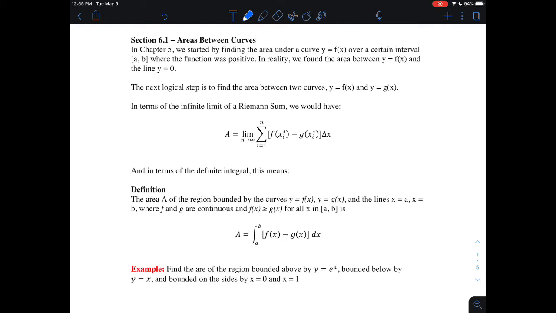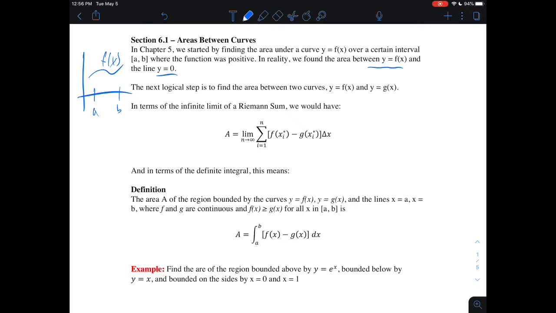In Chapter 5, we started by finding the area under a curve y equal f of x over a certain interval ab, where the function was positive. You might remember that we had a very simple graph to start with. We just had some basic function. There's our a and b, and it was above the x-axis. In reality, that whole time, we actually found the area between the function y equal f of x and the line y equals 0, which is really just the horizontal axis.